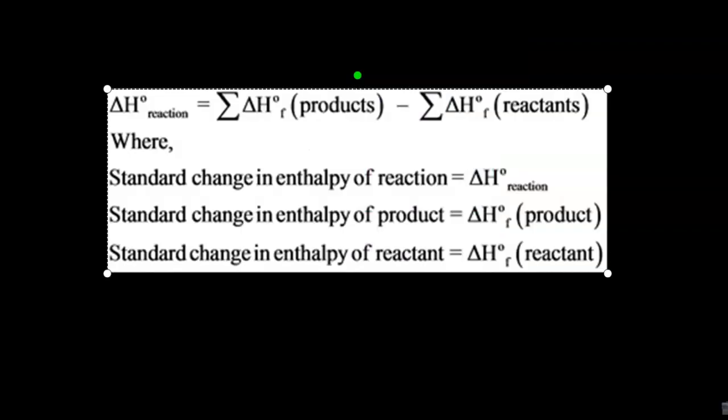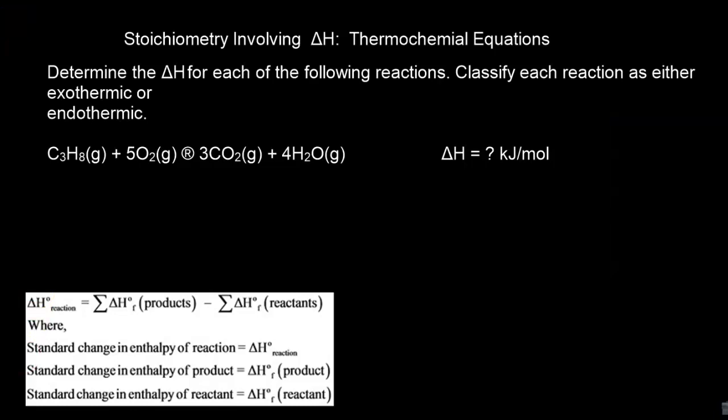Okay, before we get started on our first problem, we are going to record our formula to find the delta H of a reaction. It is the sum of the delta H's for the products minus the sum of the delta H's for the reactants. So products minus reactants: what you end up with minus what you begin with.